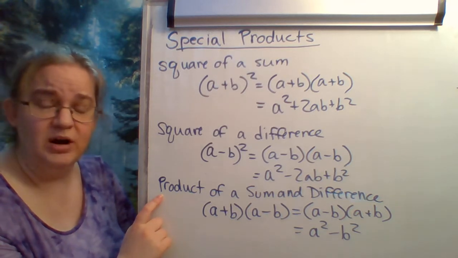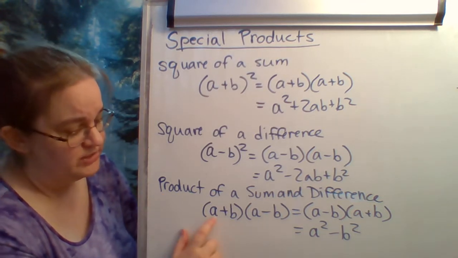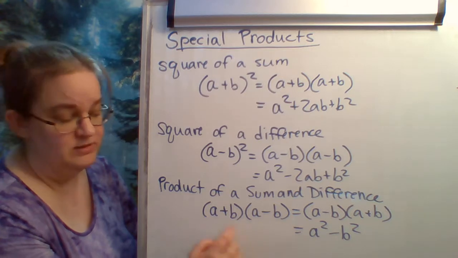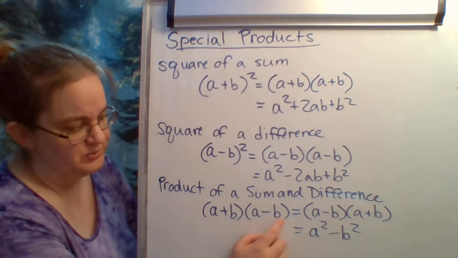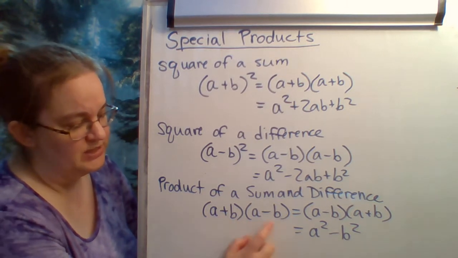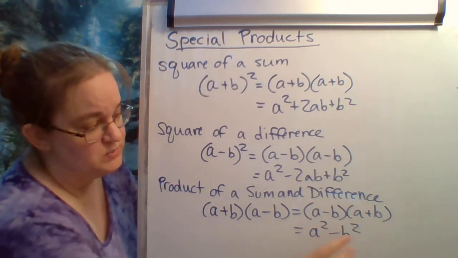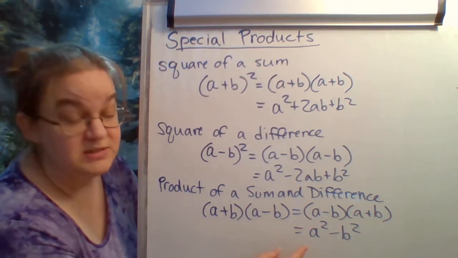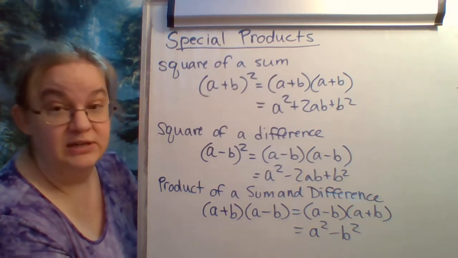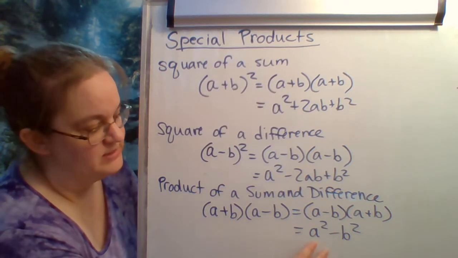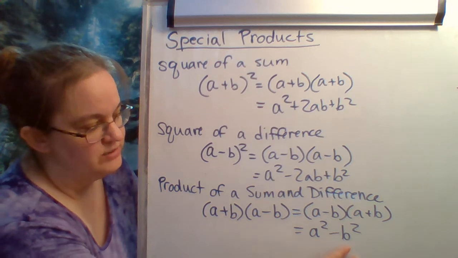And then finally, the product of a sum and difference. Notice both a's are the same number, both b's are the same number, but one's plus and one's minus. So that's the same as (a - b) times (a + b). And what happens is the middle term cancels out. We'll look at an example and I'll show you where that happens in a minute. So that's a squared minus b squared.